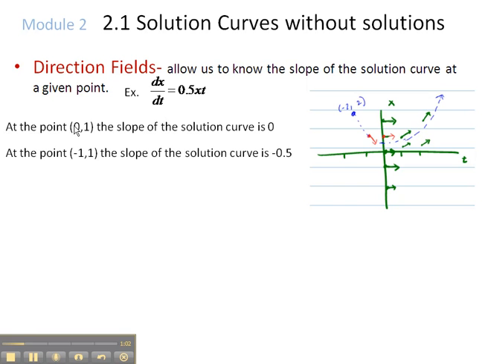And so for example, if t is 0 and x is 1, then I would know that dx/dt would be 0, or the slope of the solution curve would have to be 0 at that point, and so it's drawn here with the red arrow. The same I could do for, say, the point (-1, 1), which is this point here, and it shows that I would get dx/dt is -0.5, and so I've drawn a red arrow pointing downwards, because that means that my slope is negative, meaning that my solution would have to be decreasing there. And as you can see, I've drawn a few more arrows, and I could do that for every point on the plane.